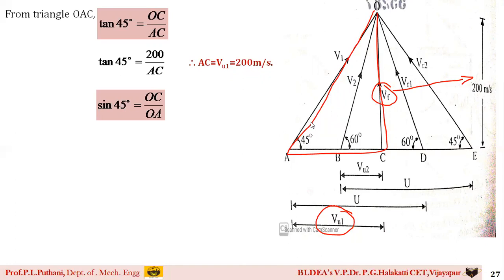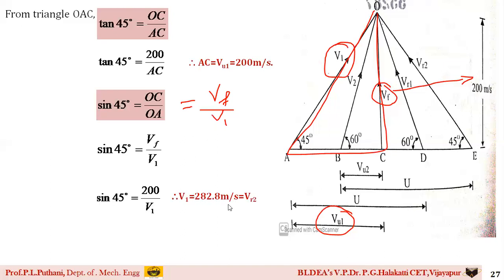So through this, you can get the value of absolute velocity V1. Now if you observe carefully here, I need to find the value of V1 using sine 45 degree. So this is OC by OA. OC is VF and OA is V1. VF value is already given in the question. Sine 45 degree is there. On substitution and simplification, you get the value of V1 as 282.8 meters per second.